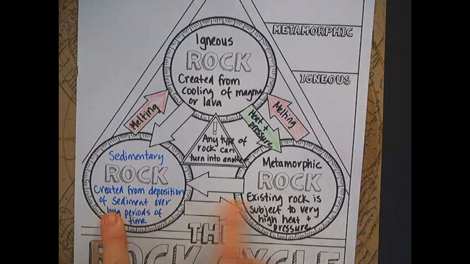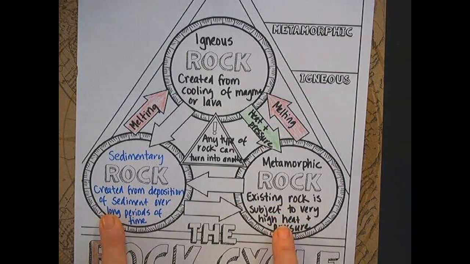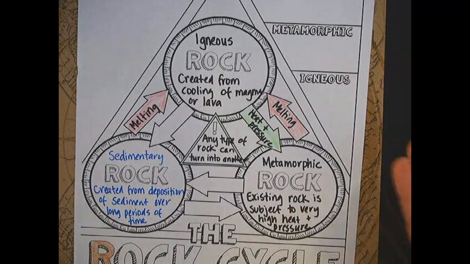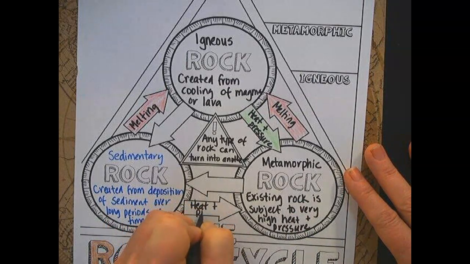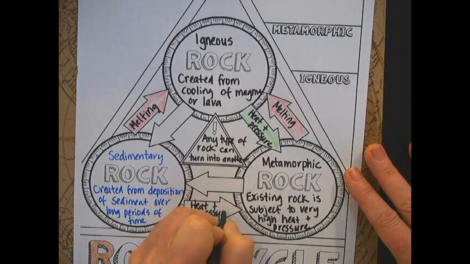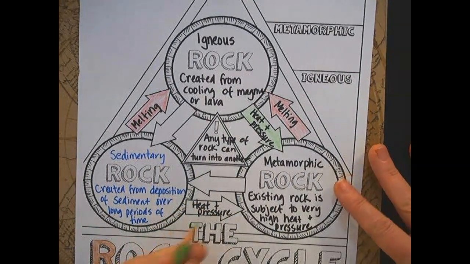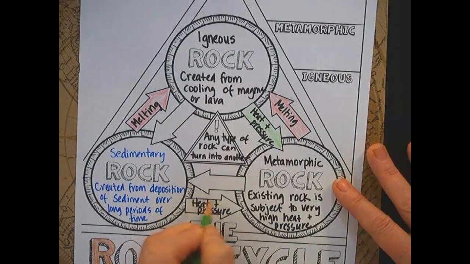And if I think about a sedimentary rock becoming metamorphic, well, it's the same thing, right? It's going to be heat and pressure. So for sedimentary rock, again, we're going to add down here heat and pressure. And heat and pressure is how I make a metamorphic rock. So again, I'm going to color code this.